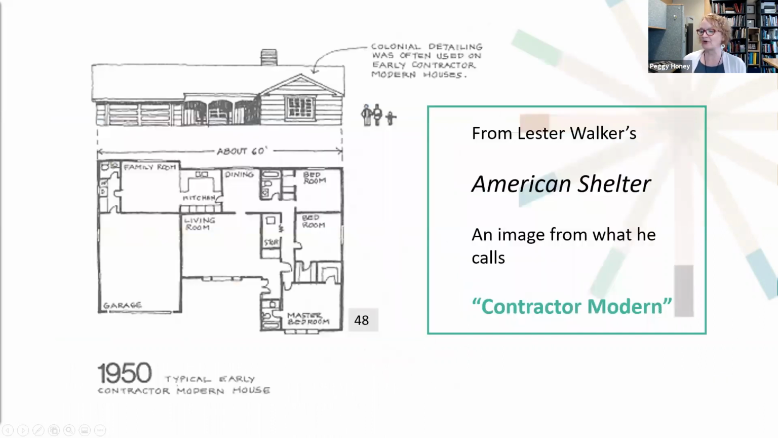I also wanted to show this book I have called American Shelter by Lester Walker, and I really like it because he has pinned down some of the most popular house styles of the era. What he's illustrating here are common contractor vernacular versions of modern houses. He even calls them contractor modern. And I'm sure you'll recognize a lot of these houses from neighborhoods near you. I apologize that it's a little bit pixelated, but I was scanning little tiny images.